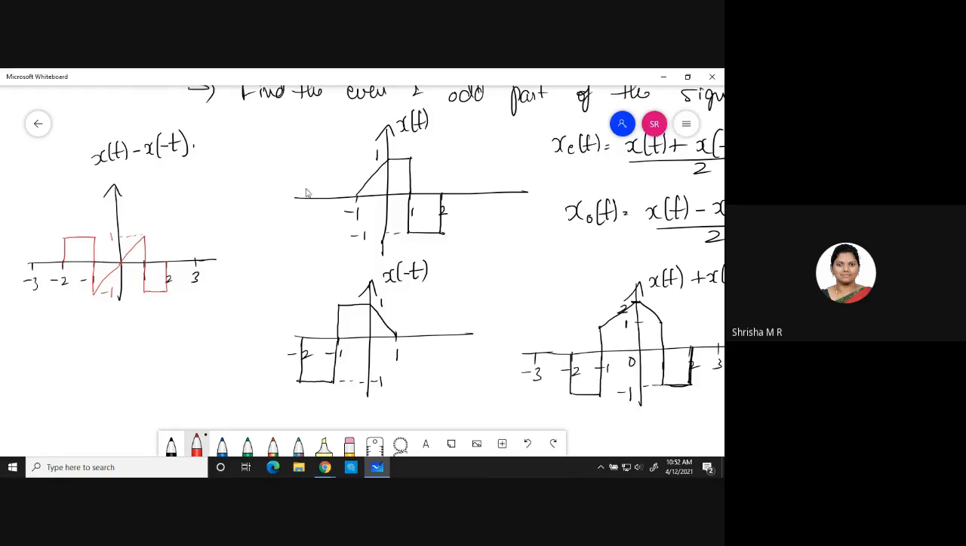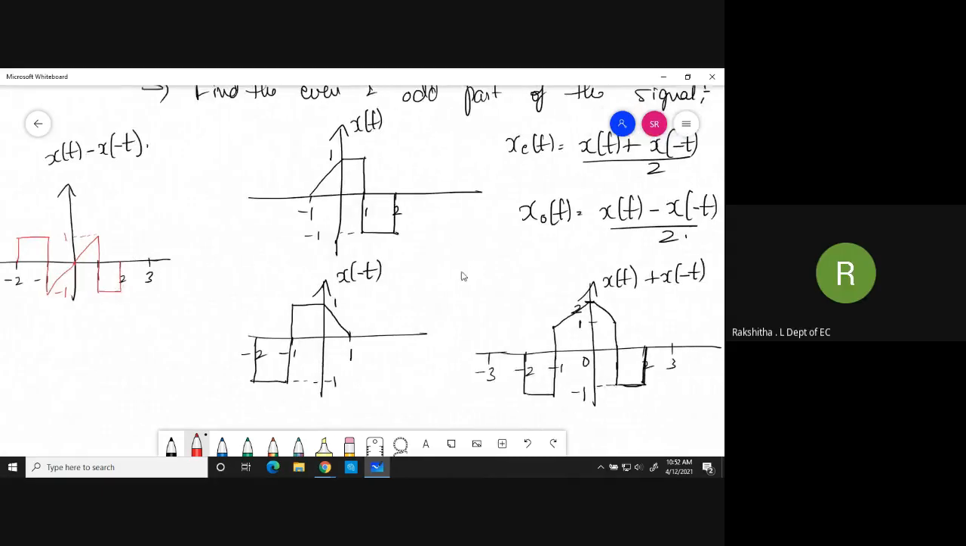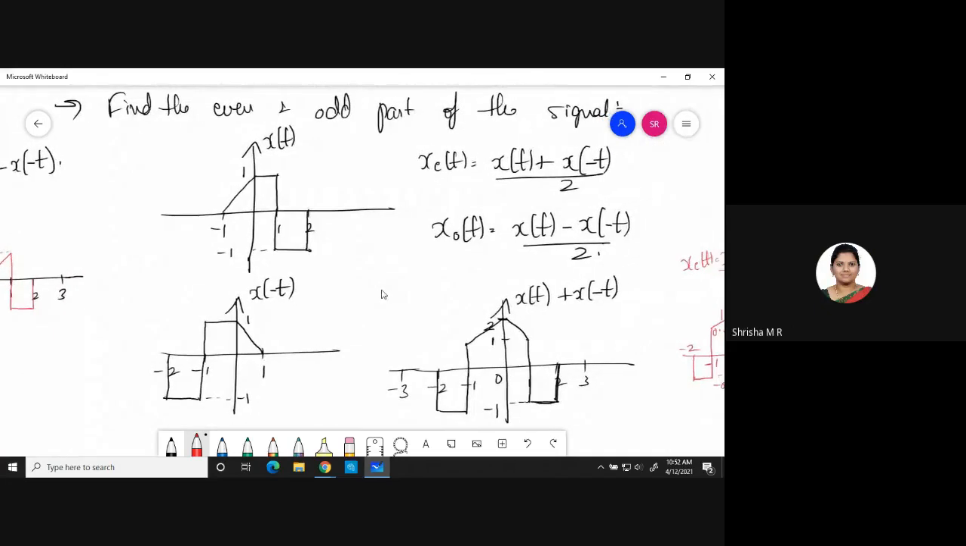Again at 2 we have the signal 0. Between minus 1 and minus 2 it is 0, but here it's minus 1, so 0 minus of minus 1 is plus 1. And at minus 2 the signal is 0, so it's coming back to 0. Clear everyone? Yes, ma'am.